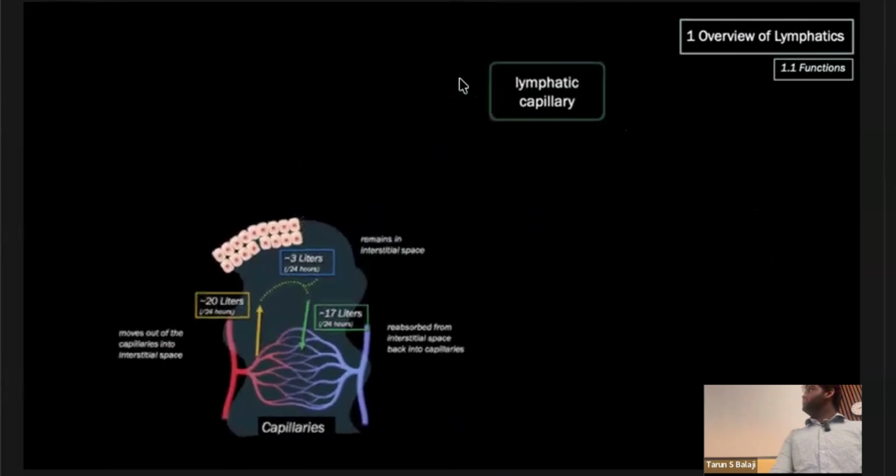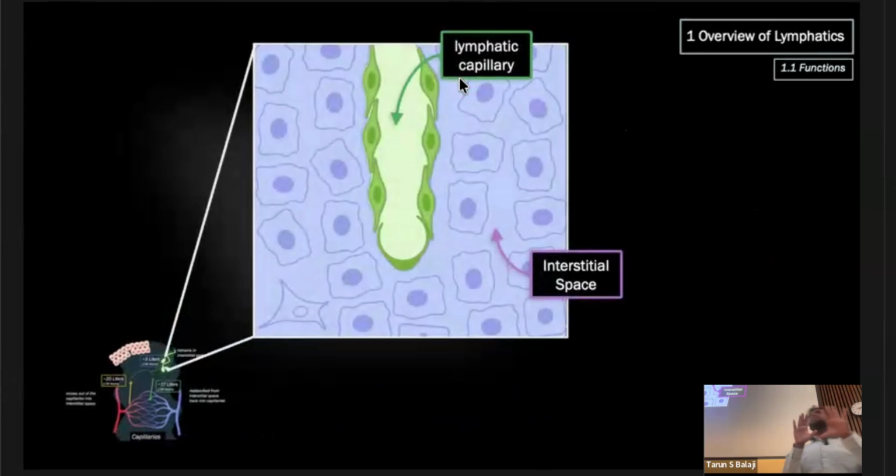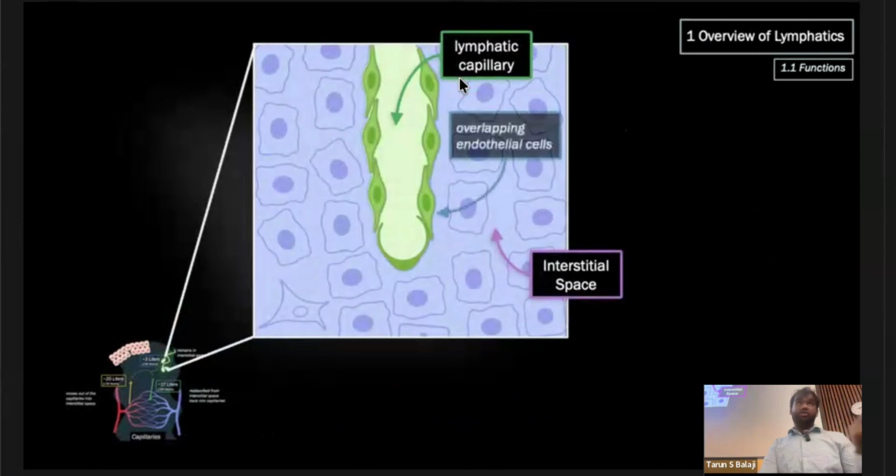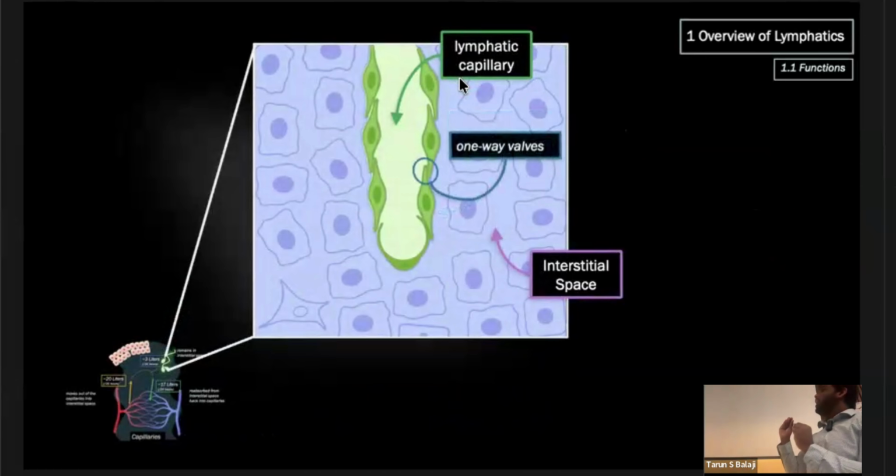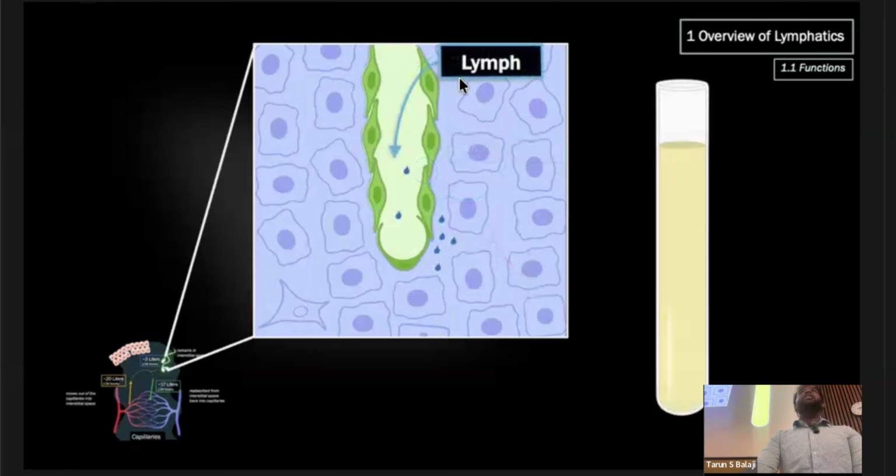So what are these lymphatic capillaries? Let's take a zoomed-in look. We're looking at overlapping endothelial cells again, but now they're kind of wonky in how they're arranged. They're set up in a way that they act almost like one-way valves. So we've got interstitial fluid right outside. It can get inside the lymphatic capillaries, but once it's in, there's no way but up.